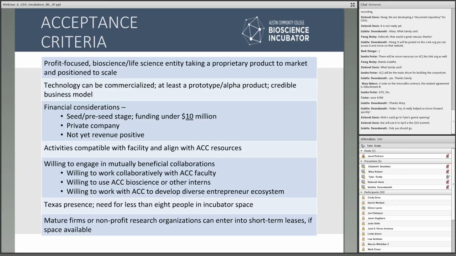We also ask the companies a lot of questions about their willingness to collaborate with ACC faculty or hire interns. This is usually something they get very excited about once we start explaining the different possibilities of working with faculty or interns. We like them to have a Texas presence. This is funded by the state, so we hope that they stay in the state afterwards. We also work with some more mature firms, larger companies that are not relocating their full company, but maybe just a new product arm or stepping into the life science market for the first time.